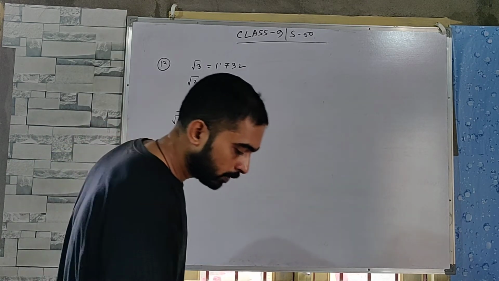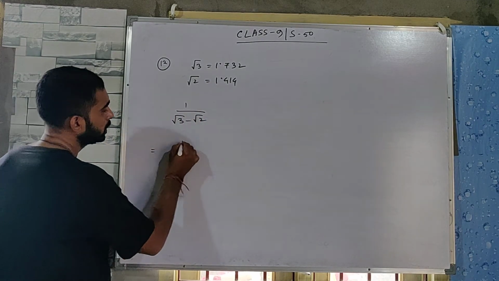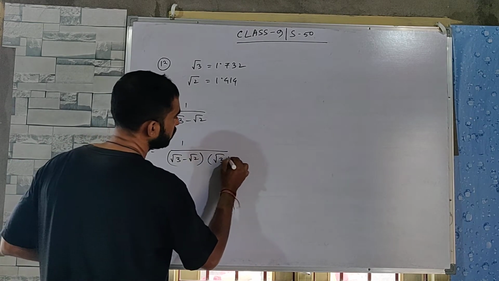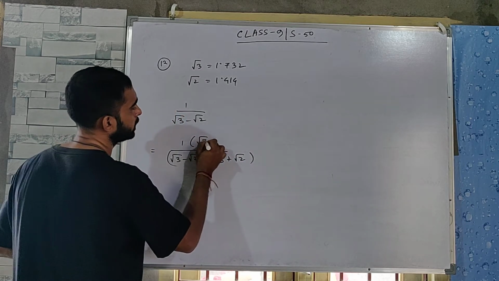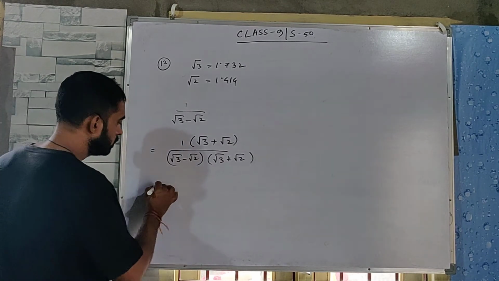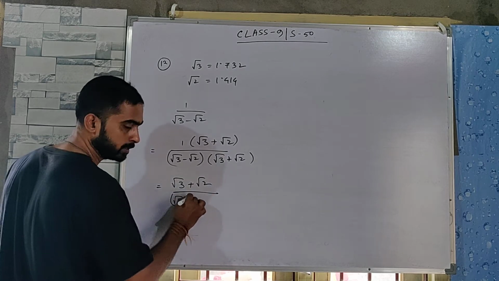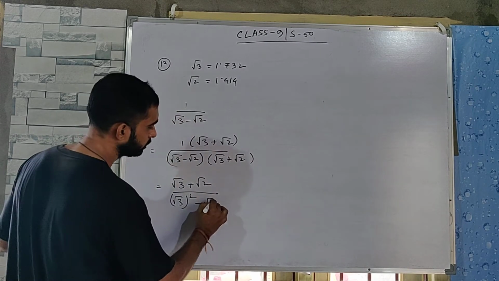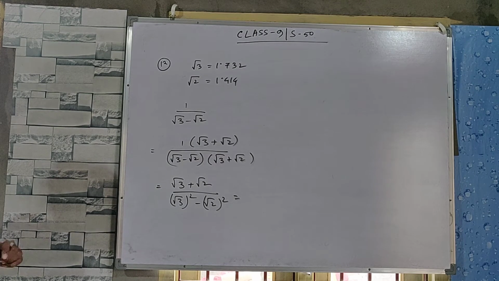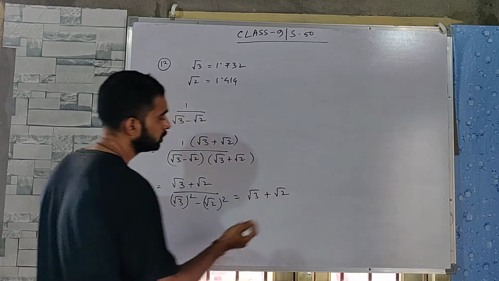Now here see, what is the first process? First we have to do the rationalization. The process is to convert the denominator in the form of a plus b into a minus b. So multiply both the numerator and denominator by root over 3 plus root over 2. Denominator becomes a square minus b square. So here root over 3 square is 3 and root over 2 square is 2. So 3 minus 2 is 1. So ultimately the denominator becomes 1. So root 3 plus root 2.